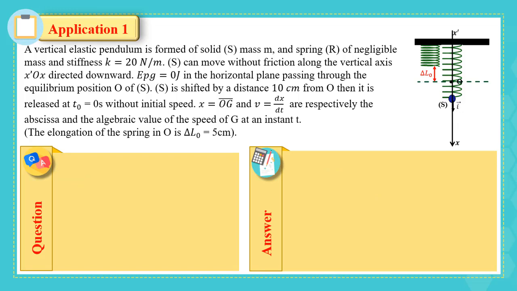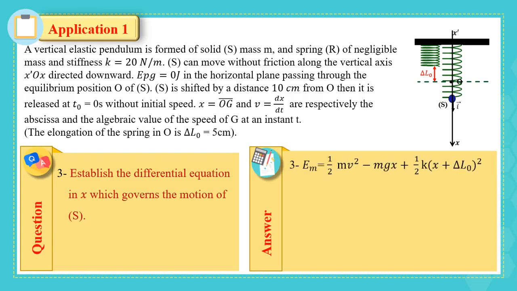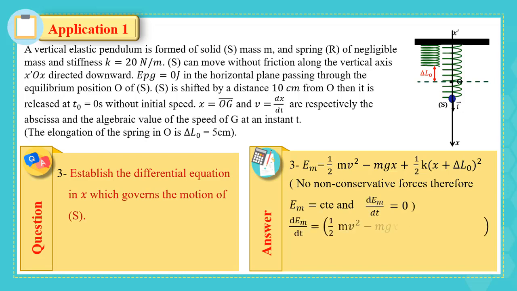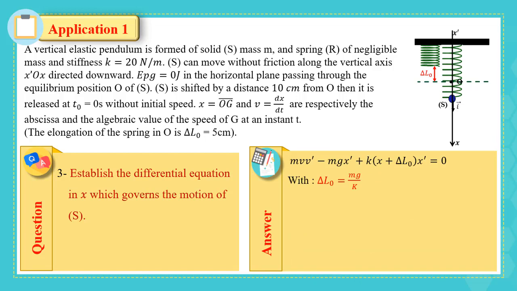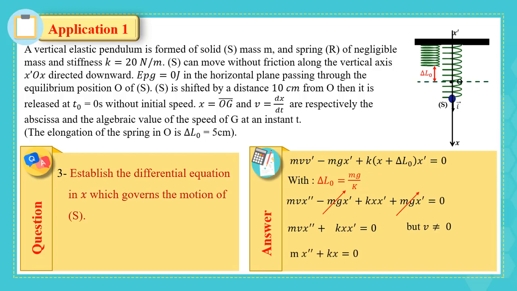Establish the differential equation in x which governs the motion of S. So we have the expression of the mechanical energy at any instant, we make the derivative because the mechanical energy is constant, so it will be 0. Finally, the answer is x double prime plus k over m x equals 0.